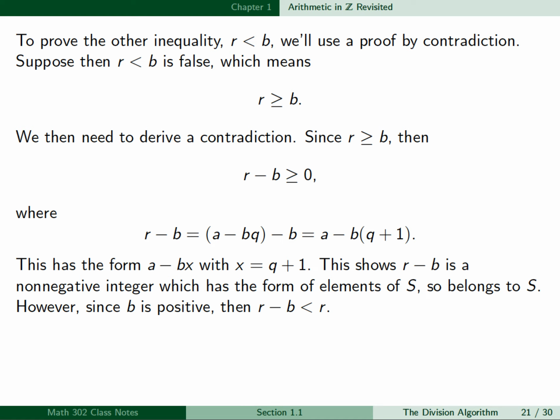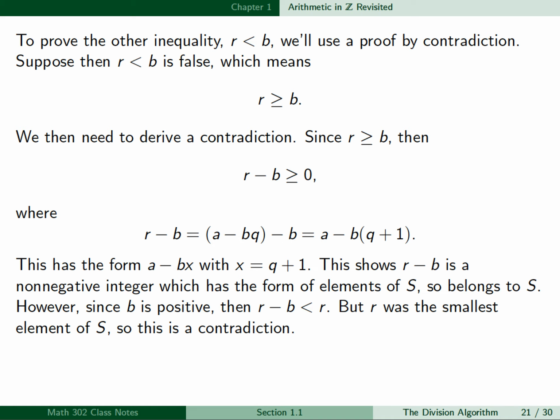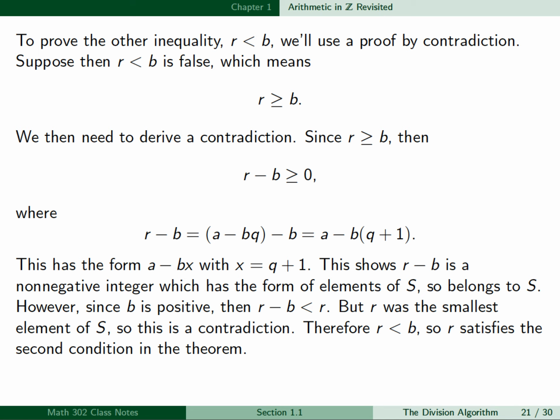However, since b is positive, then r minus b is strictly less than r. But r was the smallest element of S, so this is a contradiction. We have an element r minus b which belongs to the set S, which is smaller than the smallest element r of S. Therefore, r must be less than b, so r satisfies the second condition in the theorem. And this completes the existence part of the proof. We've shown that there exist integers q and r satisfying the two conditions in the theorem.